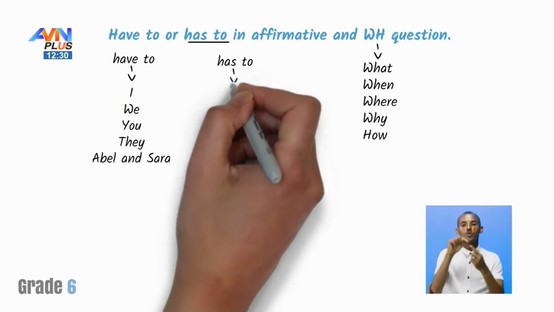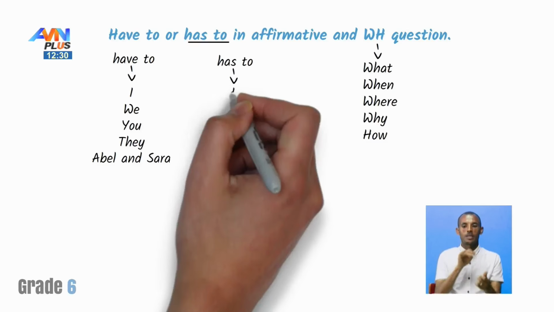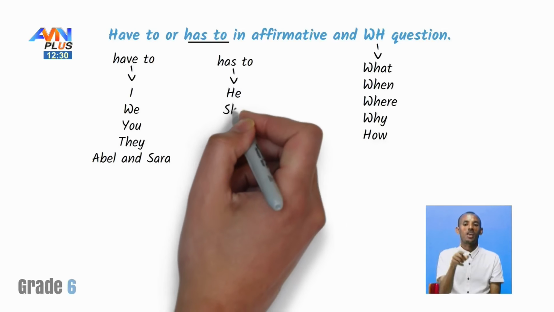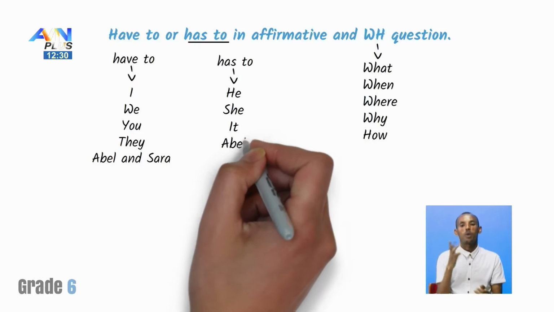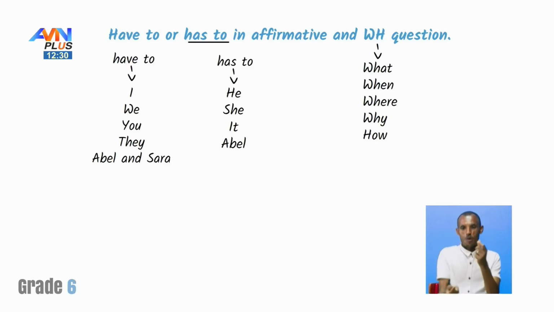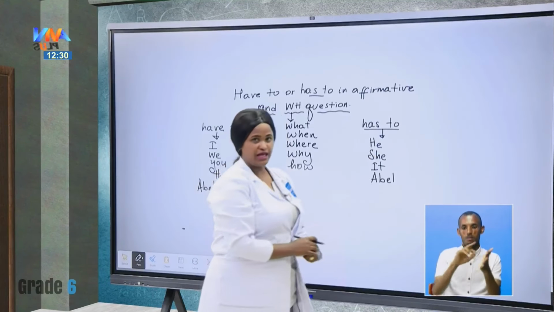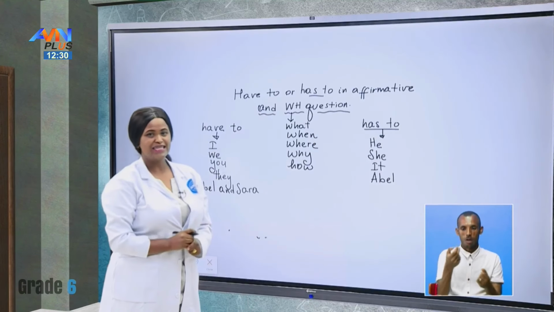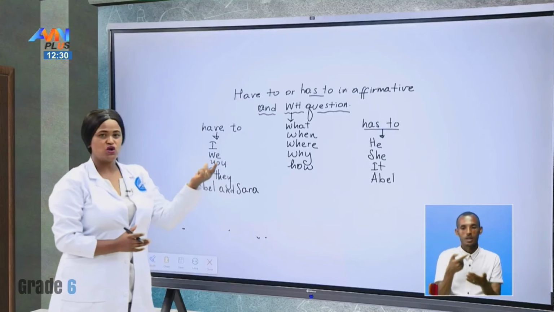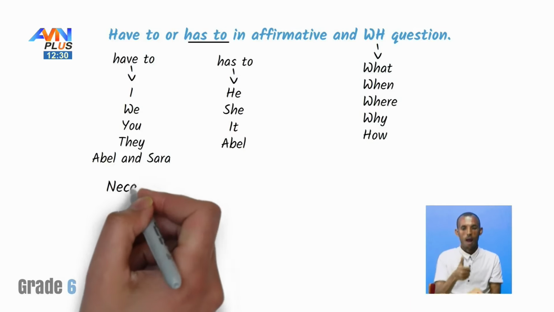Has to is used for a singular subject. Yes? Singular subject means he, she, and for objects and animals, it. Or, just like we have seen here on the plural side, for single or individual names, for example, if you simply say Abel without Sarah, Abel is singular. Even the name is replaced by the pronoun he, right? So, for such a singular subject, we use what? Has to. And as we said, we use these two modal auxiliaries to express what? Necessity.